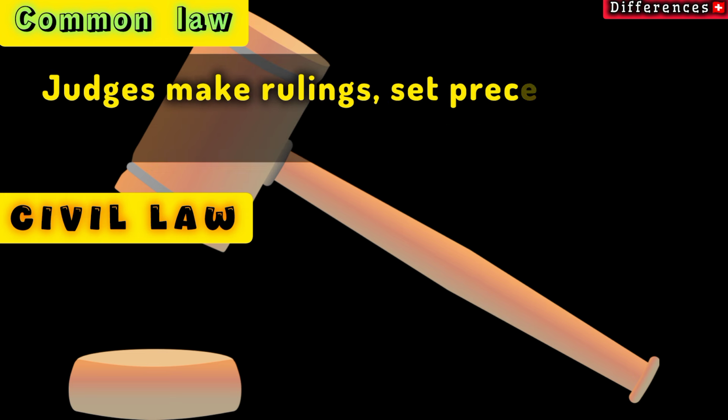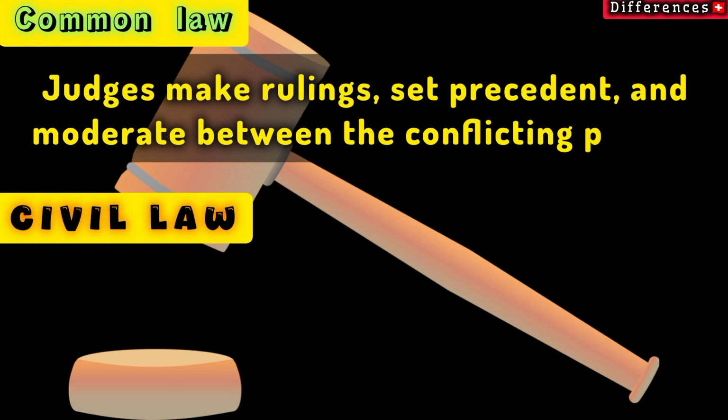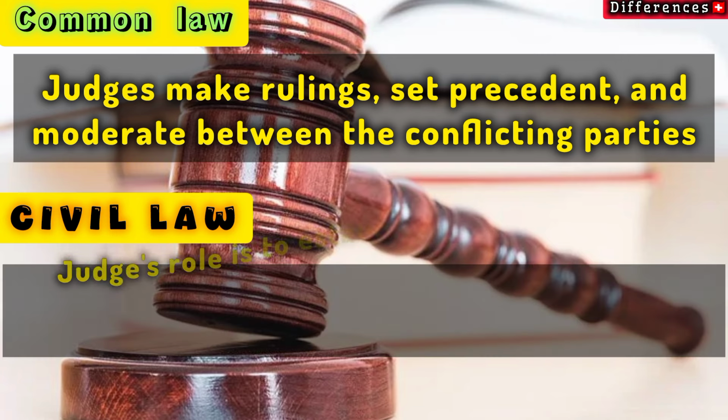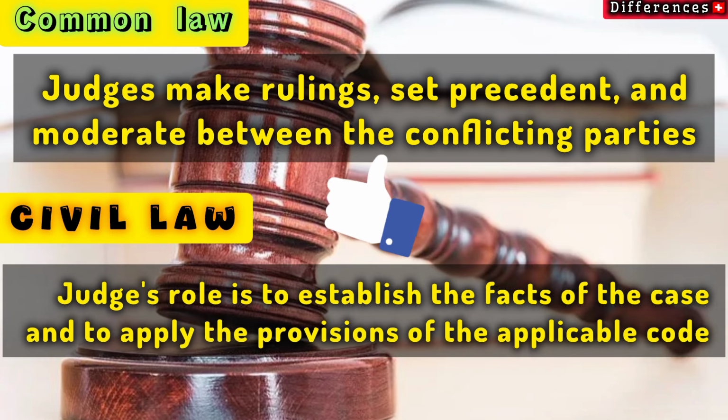In common law, judges make rulings, set precedent, and moderate between the conflicting parties. In civil law, the judge's role is to establish the facts of the case and to apply the provisions of the applicable code.